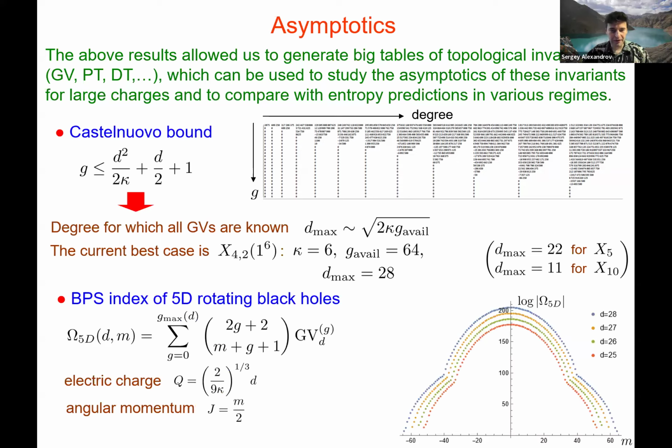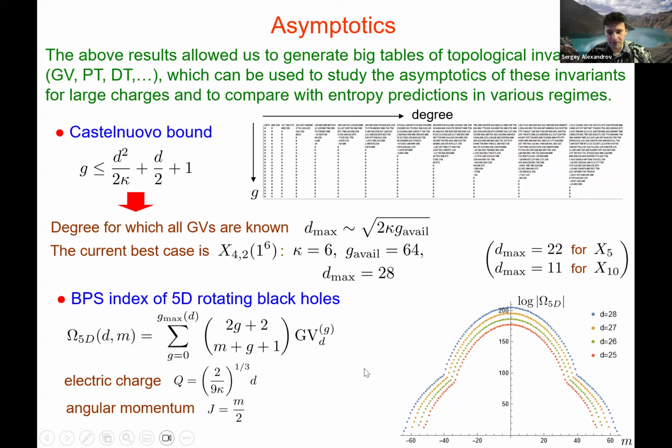So let's first consider the asymptotics of BPS indices of 5-dimensional rotating black holes, which are known to be captured by GV invariants like this. Let's just plot the logarithm of absolute values of all these indices. And you see, for sufficiently large degree you find almost smooth curves, but there is some striking kink appearing here.